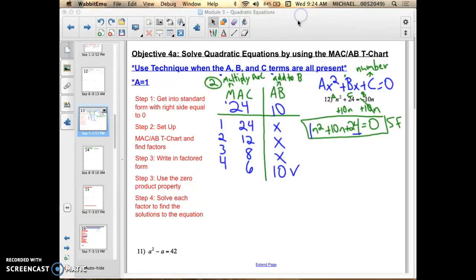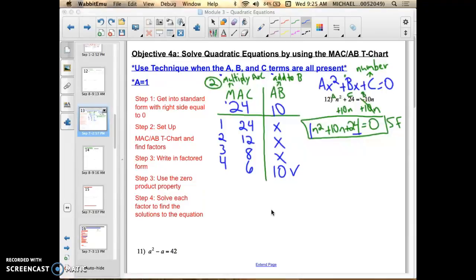Now, it is important to note, it didn't happen in this case, but there will be times when you have to make one of the factors negative or both of the factors negative to get it to multiply to the given MAC term and add to the given B term. You'll just see that within your practice. It's going to take some working through it to figure that process out. But there will be times when you have to make them negative. This isn't one of those times.